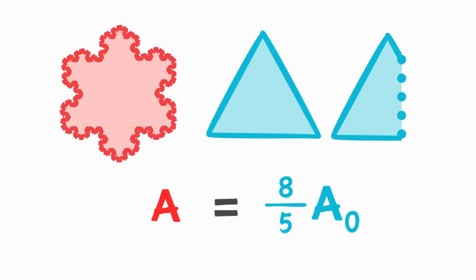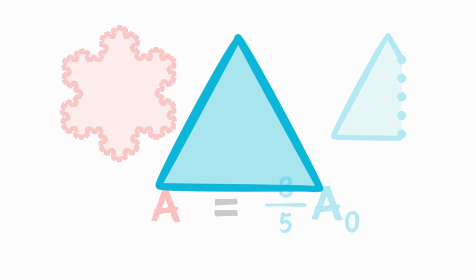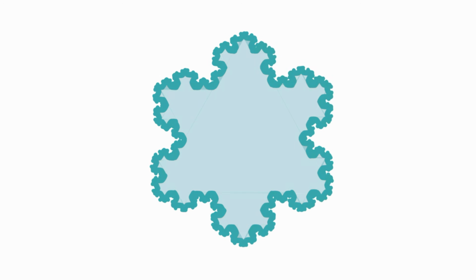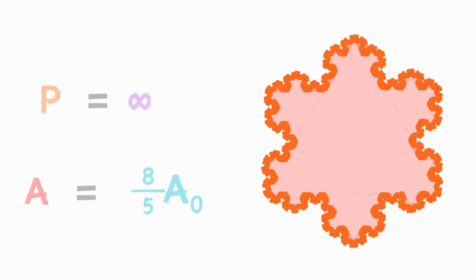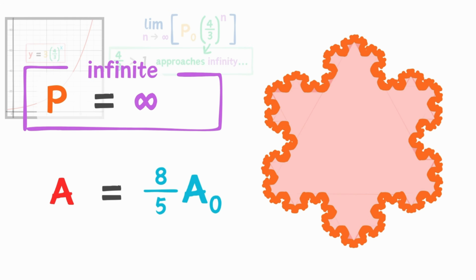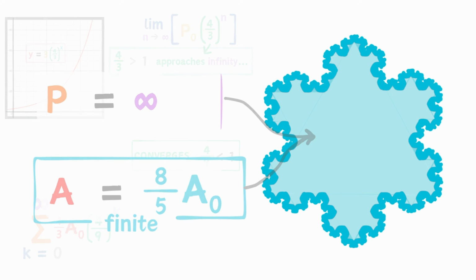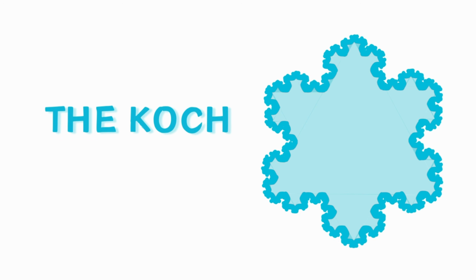This is where our snowflake reveals something truly remarkable. We started with nothing more than an ordinary triangle. After adding triangle after triangle to the sides, something extraordinary happened. Its perimeter continued growing infinitely, yet its area settled to a perfectly finite number. The same shape is both infinitely long and finitely large. We call this shape the Koch Snowflake.